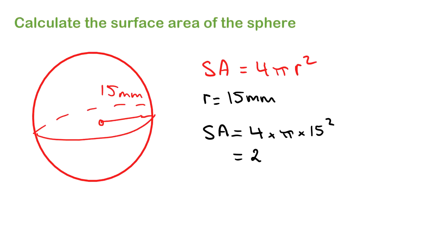Using a calculator, you get a surface area of 2,827, and again, millimeters squared. It's always important to remember your units.